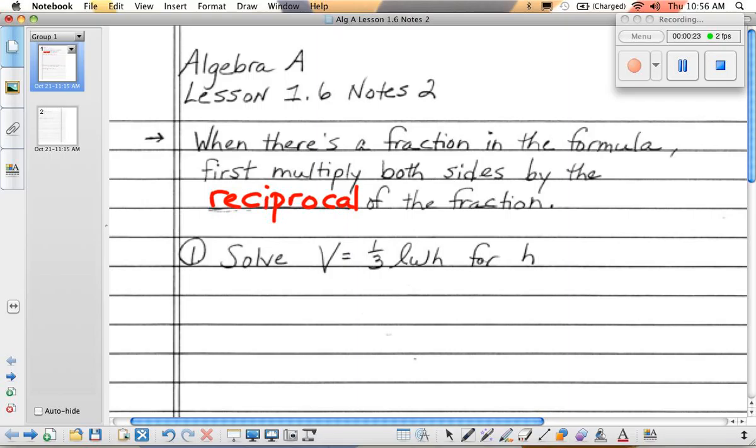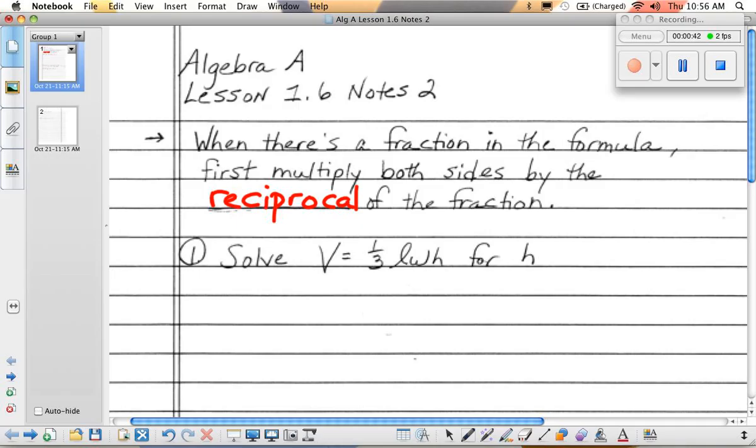Because in reality we can only multiply by 1 without changing the value of something. So if I take a number times its reciprocal, that's really 1. So I'm not really changing the value of the equation. I'm just multiplying it by something that would get 1, so it's safe to do.